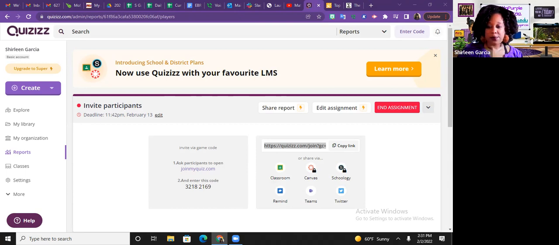In case it doesn't work, because it prefers Google as the browser, if you're using Safari or Firefox, that's okay. You might just have to copy and paste joinmyquiz.com, and then the game code is 32182169.